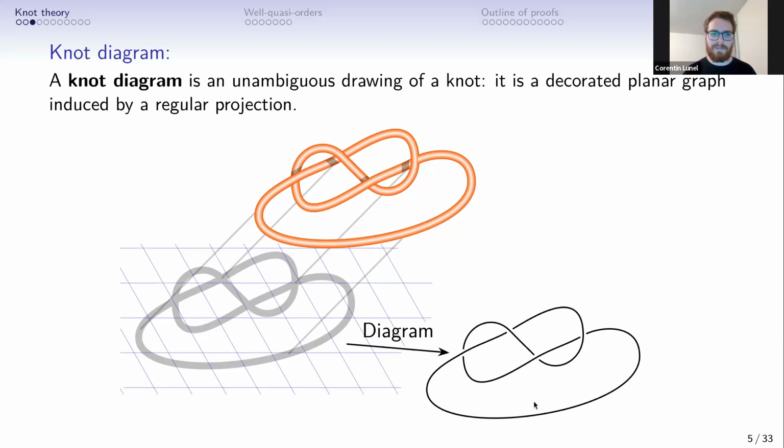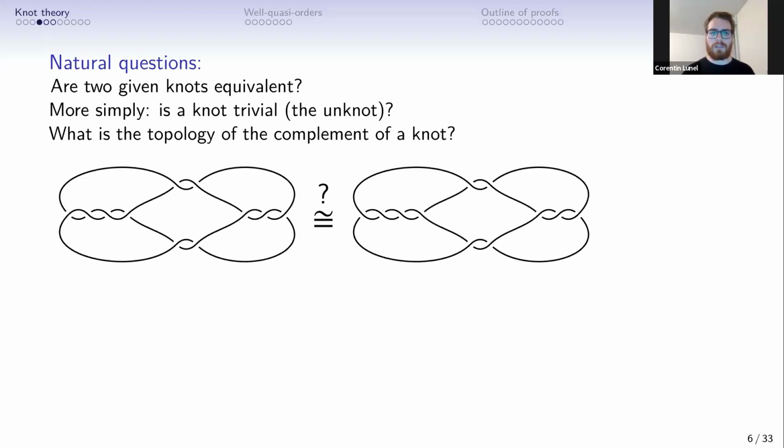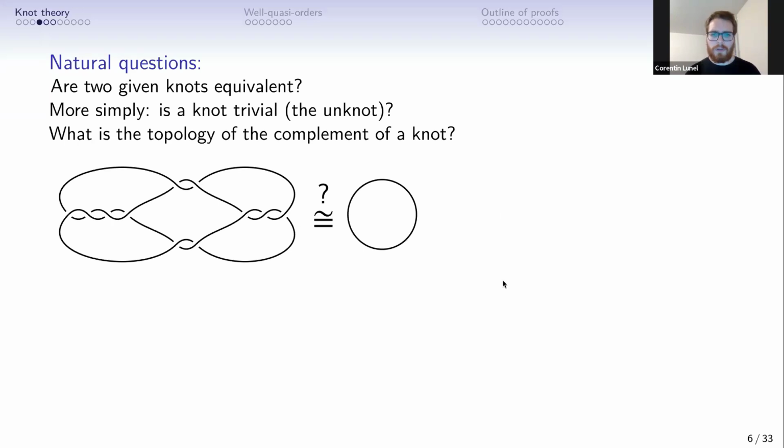This is how I will draw knots today. So what are natural questions about knot theory? The first one that arises from the very definition is, are two given knots equivalent? I am showing you two knots, and you can try and guess whether they are equivalent. Does there exist an ambient isotopy that transforms this knot into this one? Which is not that simple. You can try to be simpler and set the second knot to be the unknot, like here, the circle. Is this knot equivalent to this one?